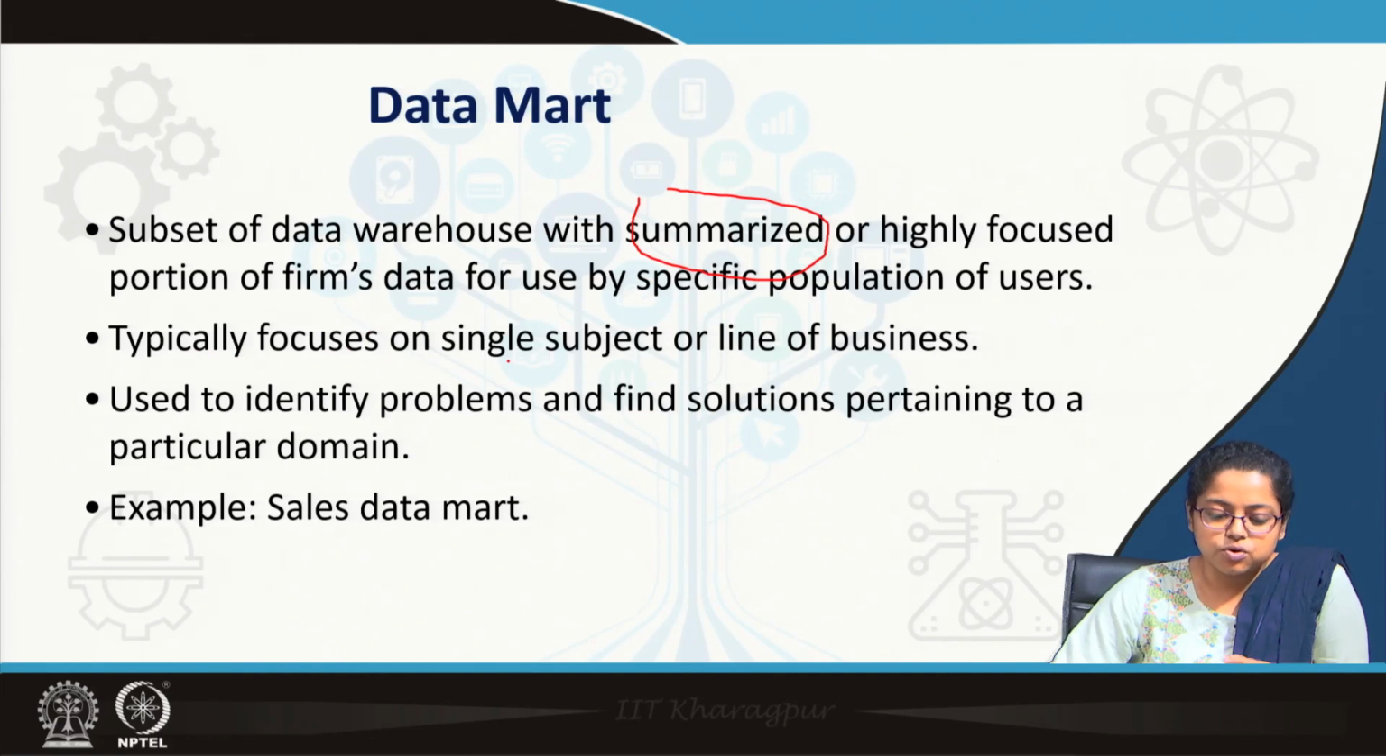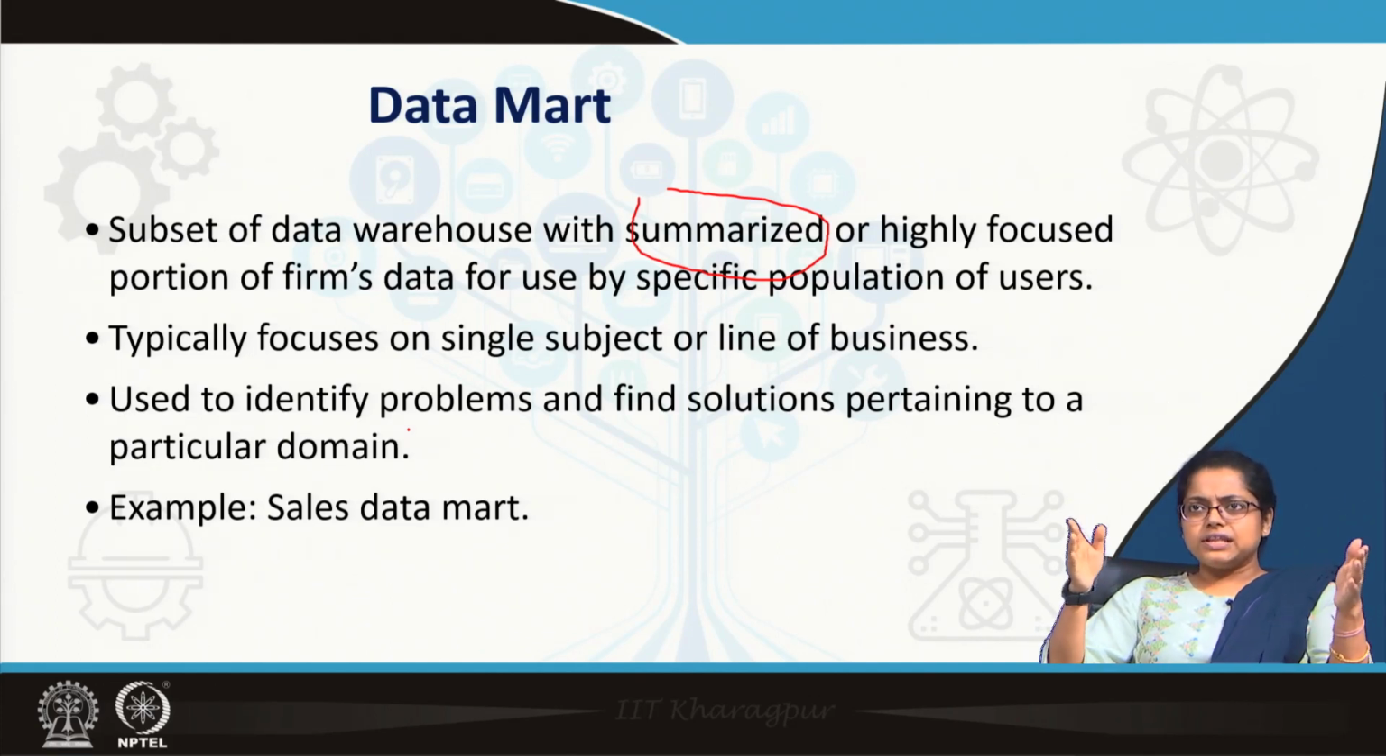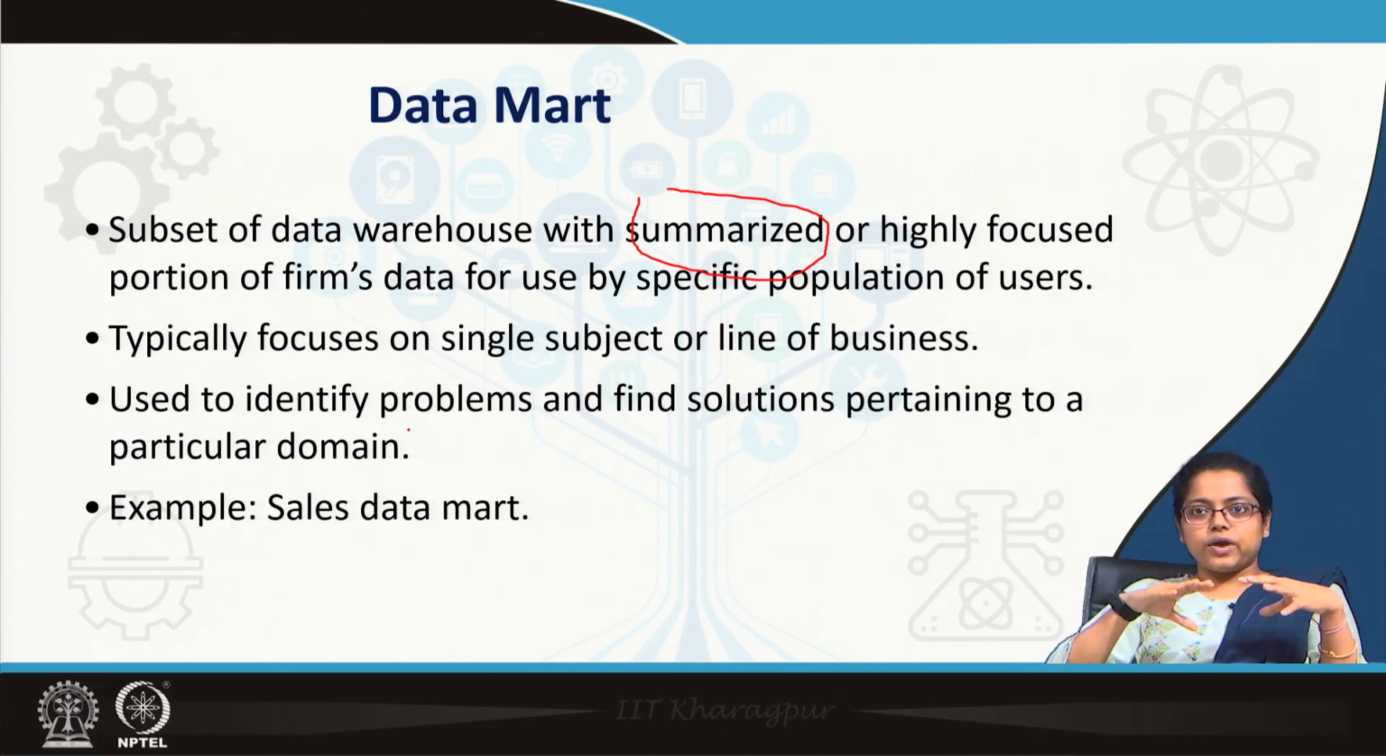It typically focuses on a single subject or a single line of business. It is used to identify problems and find solutions pertaining to a particular domain. So, I think you would agree with me that if data from multiple domains is there in a data warehouse, it might be very difficult to scrutinize the data, to identify problems, to resolve those problems and find solutions. Therefore, a data mart is a specific subset which contains data pertaining to only one particular domain.